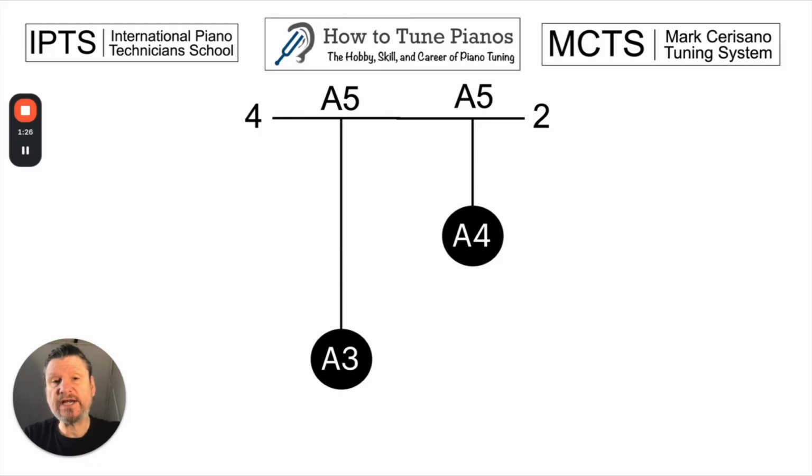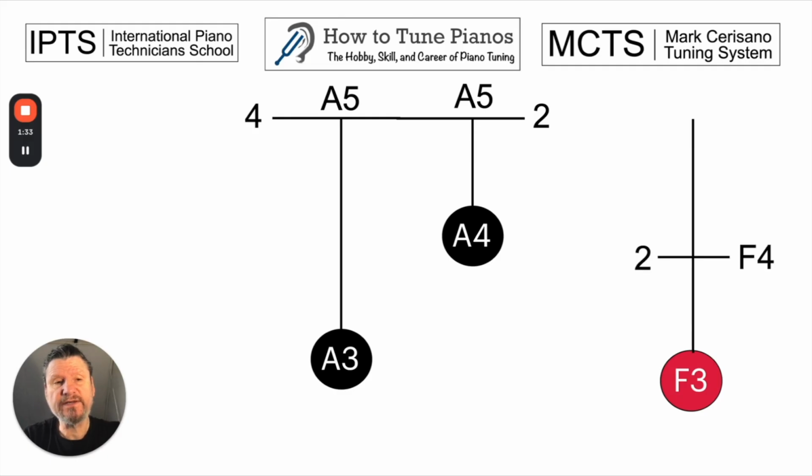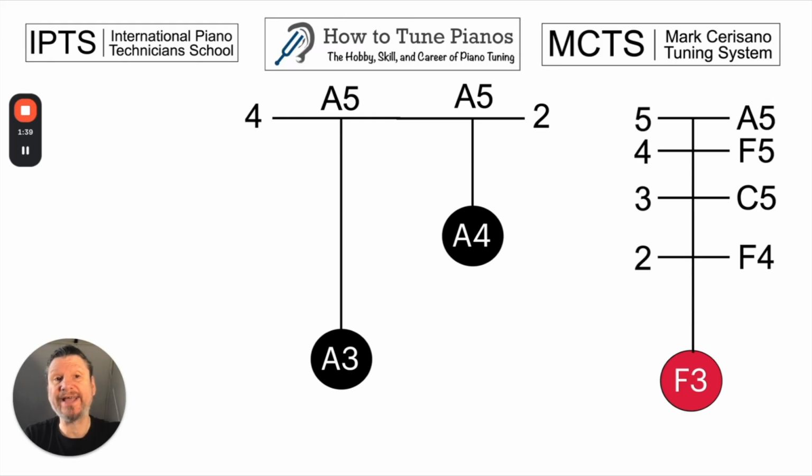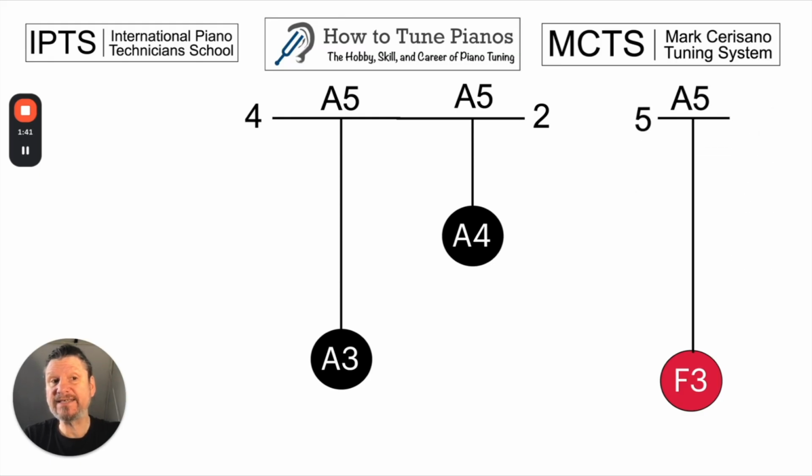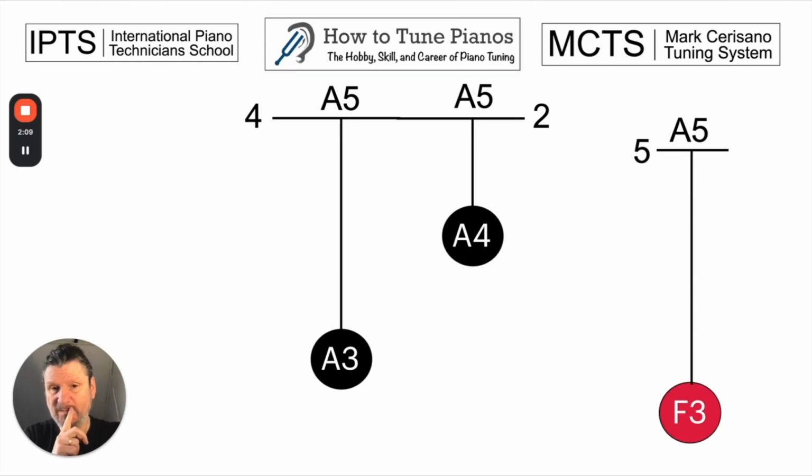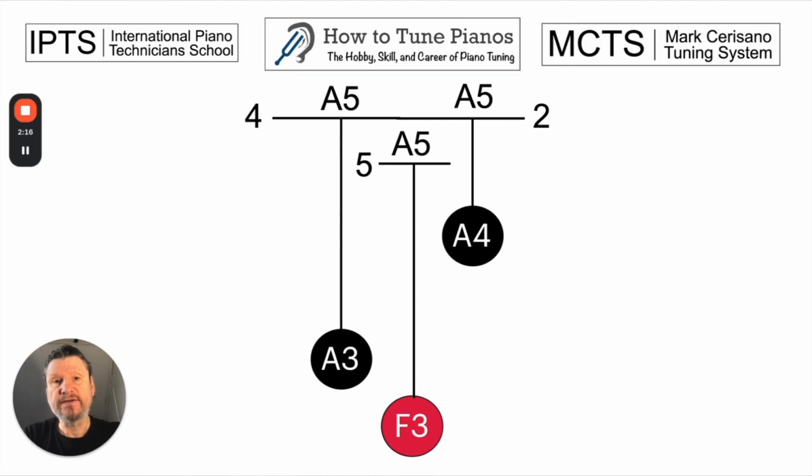The 4-2 check note for A3, A4 is F3. Let's look at the partials of F3. We have the fundamental F3, second partial F4, third partial C5, fourth partial F5, fifth partial A5. It's the same coincident partial as the 4-2 octave of A3, A4. It's a fact that the F3 is tuned slightly flat of the A3, A4, 4-2, and we can use this to measure the 4-2 coincident partials of A3, A4.